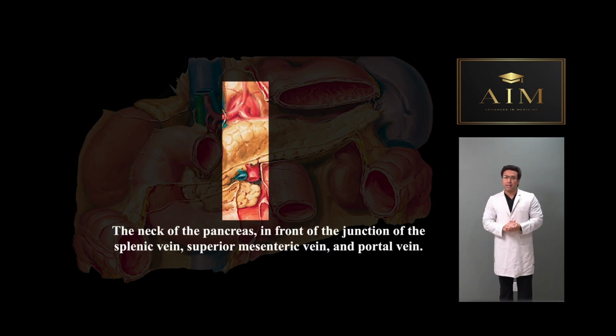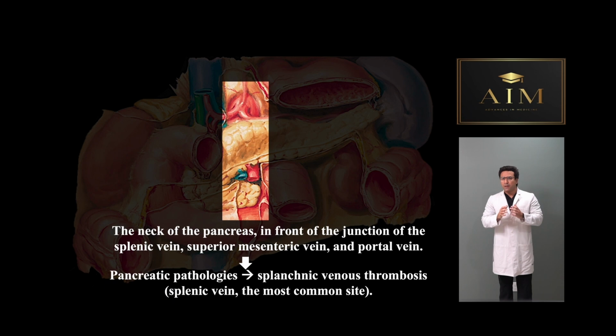The neck of the pancreas, in front of the junction of the splenic vein, superior mesenteric vein, and portal vein, serves as the arbitrary junction between the head and the body of the pancreas. Now listen carefully. Pancreatic pathologies can cause splanchnic venous thrombosis, with the splenic vein being the most common site.